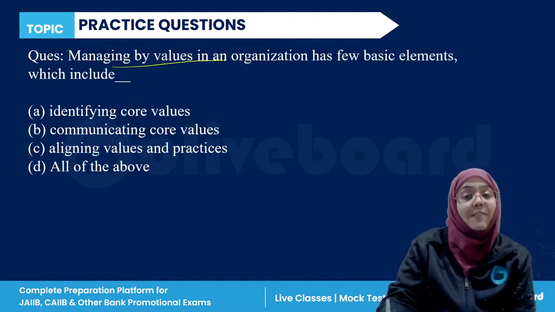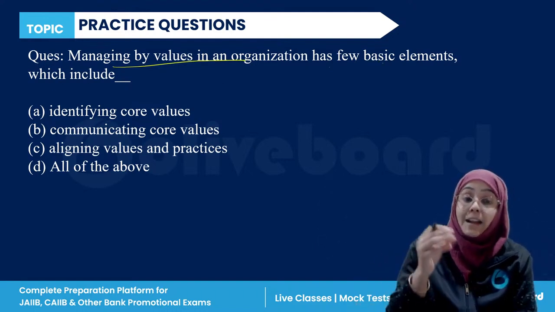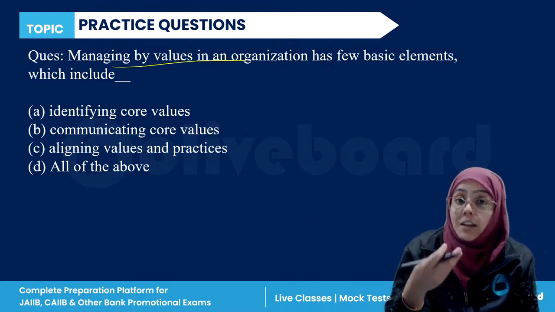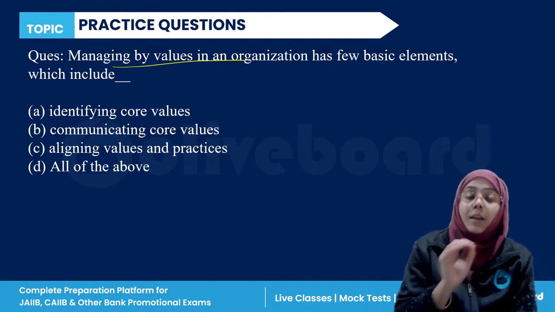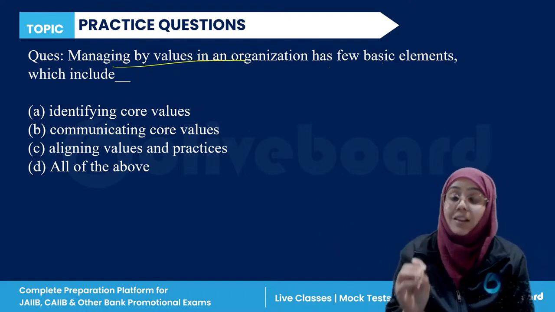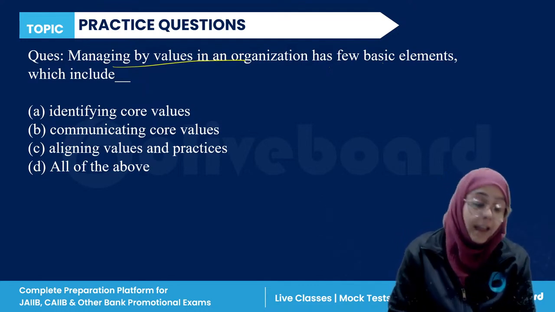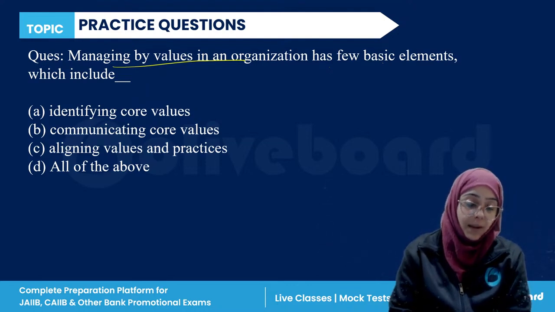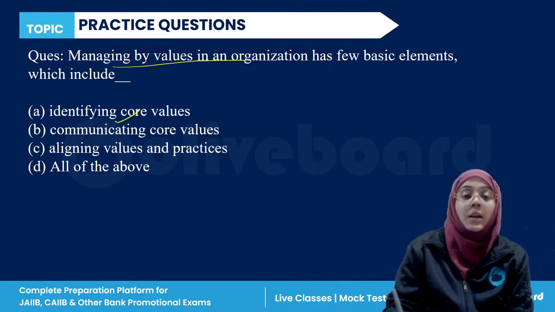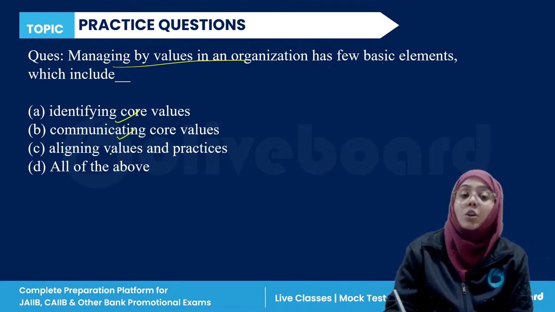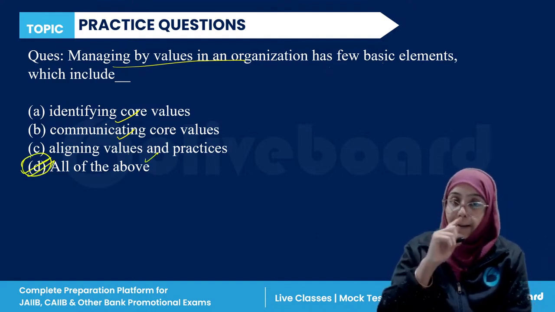Next, managing by values in an organization has few basic elements which include identifying your core value, communicating your core value, aligning values and practices, and all of the above. If you are managing an organization by values, then what are the basic elements which are included in this? Obviously, first you have to identify your core value, then you communicate your core value, and then you align your values and practices. So all of the above is the correct answer.